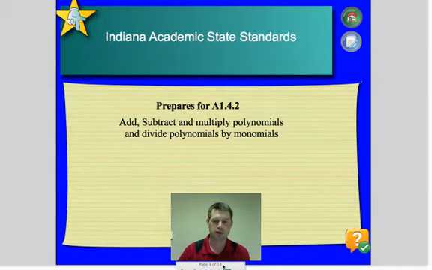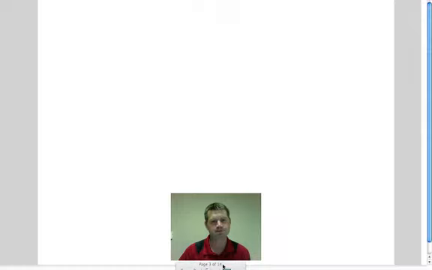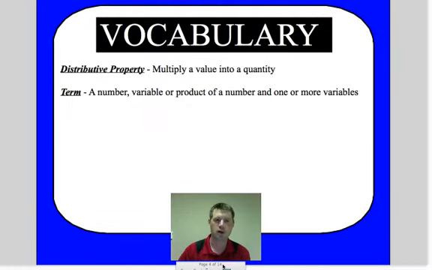Okay, and again, still on the same standard. I know I'm getting a little redundant with that, but we're getting close to the end of this chapter, and this is really a lot of review. So distributive property is when you multiply a value into a quantity. A lot of times it's parentheses, so you're going to be multiplying that quantity through.